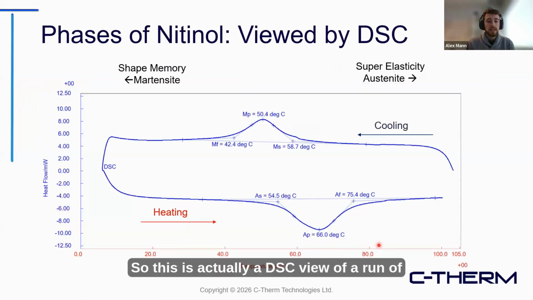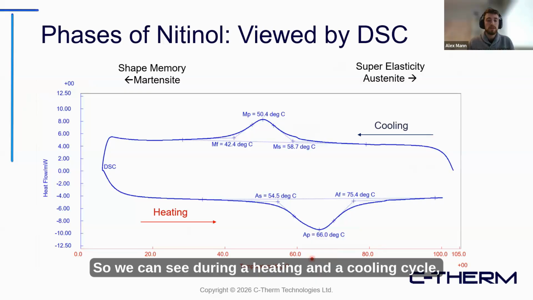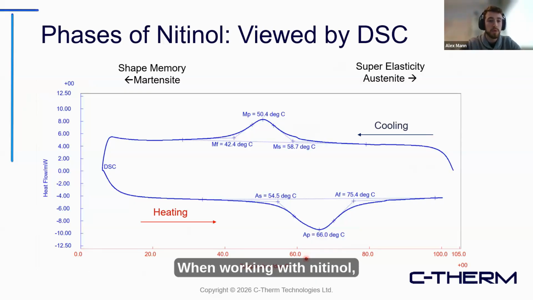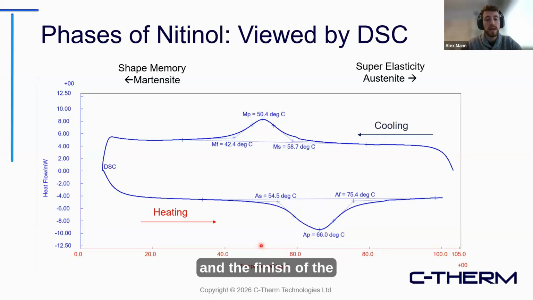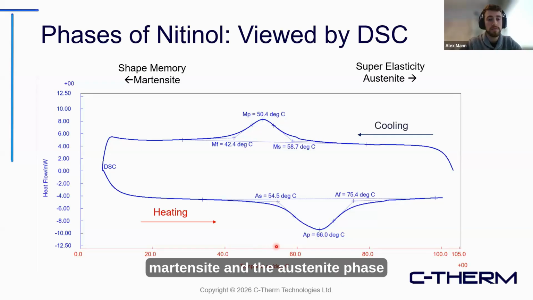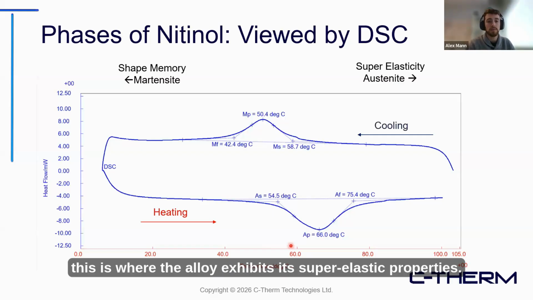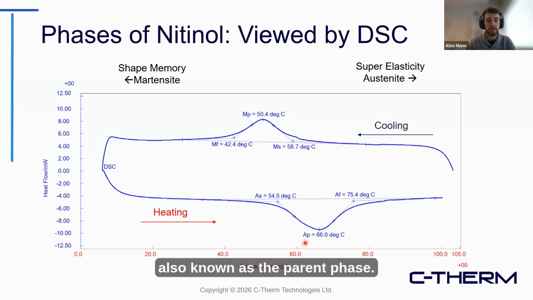This is a DSC view of a run of nitinol. We can see during a heating and a cooling cycle, there are 6 points that have been labeled. When working with nitinol, it is important to know all of these points. We have the start, the peak, and the finish of the martensite and the austenite phase transitions. In the austenite phase, the alloy exhibits its superelastic properties. This is on the hot side, or the higher temperature, also known as the parent phase.